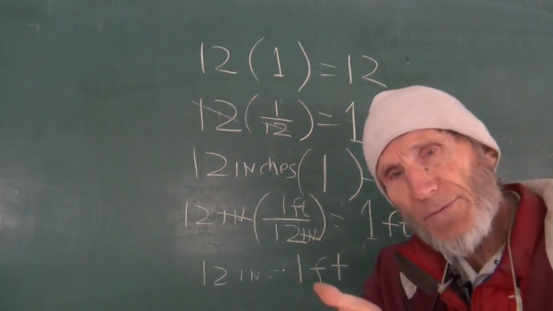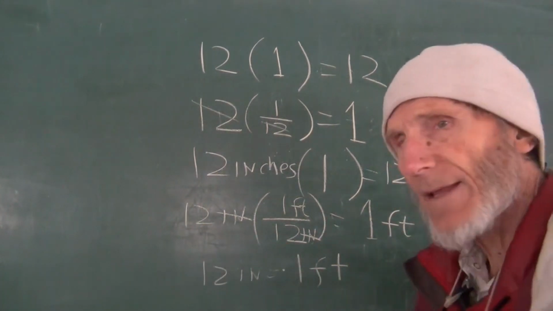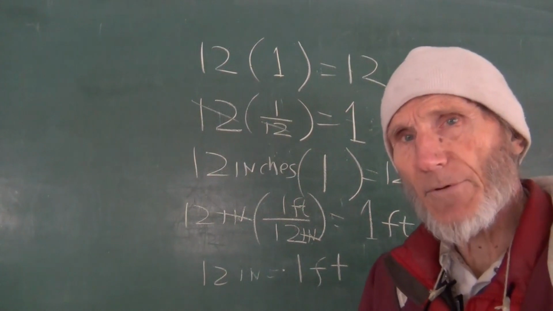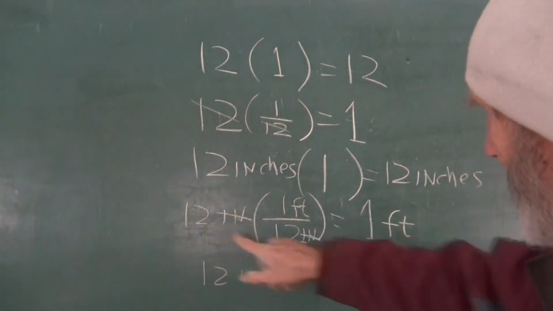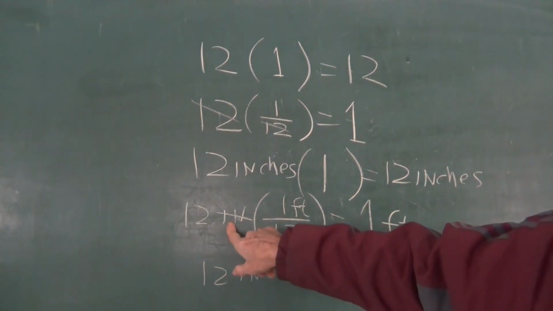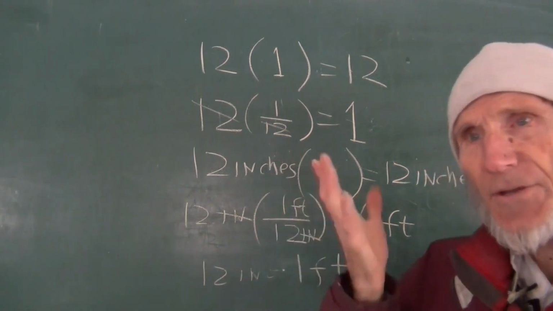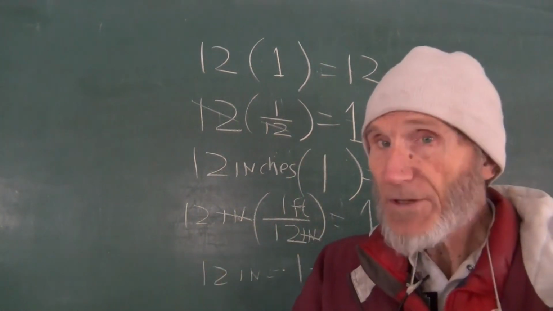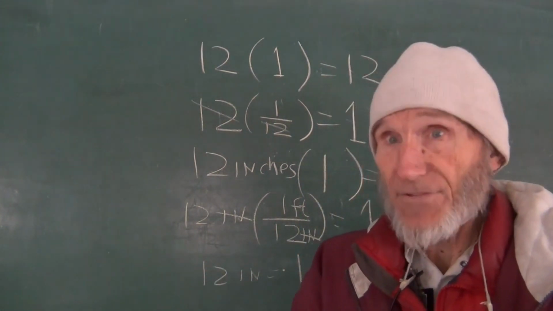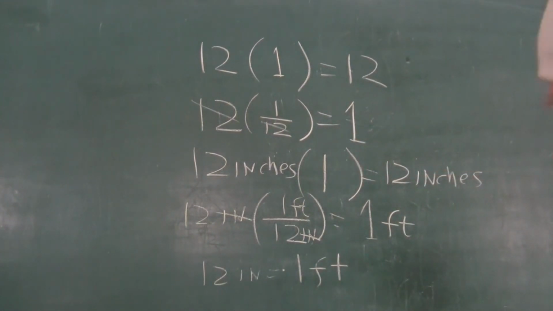17.3 over 17.3 equals 1. So anytime you multiply something by 1, it still is the same number. But notice here, 12 is not the same thing as 1, but 12 inches is the same as 1 foot. So that's the whole point about magic fractions. You can convert units from one unit to another unit, which is, as you'll soon see, really important.